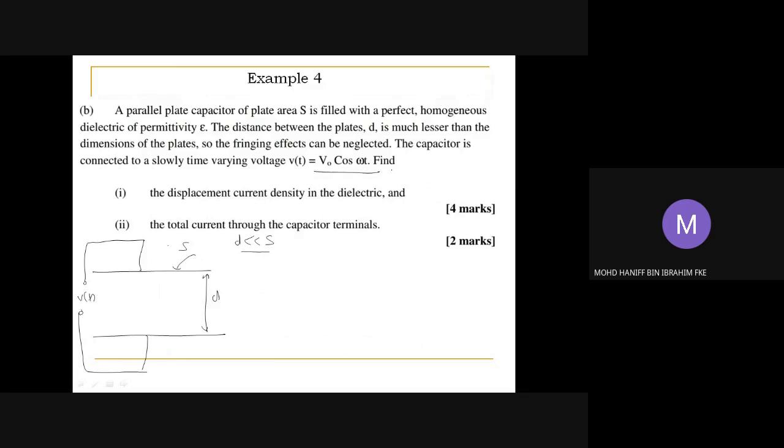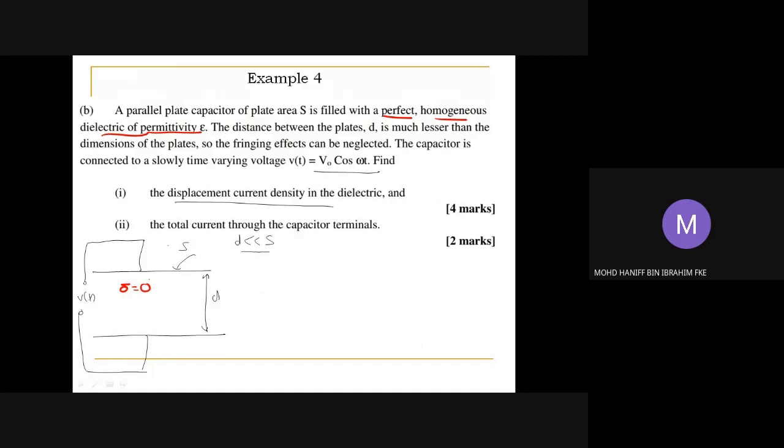Okay, based on this, we need to find the displacement current density in the dielectric. We're given here that the dielectric is filled with a perfect homogeneous dielectric of permittivity epsilon. When we say perfect dielectric, it means that this is a case of lossless. Lossless means there should be no conductivity. Sigma is 0.